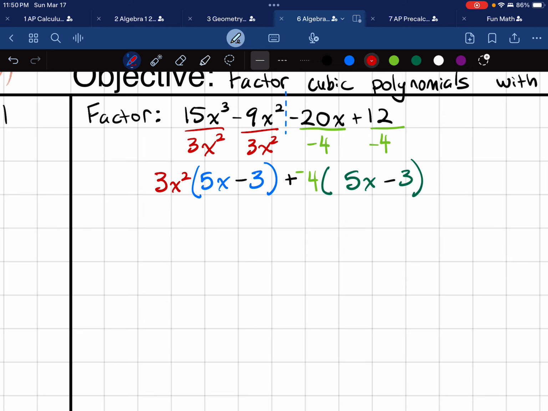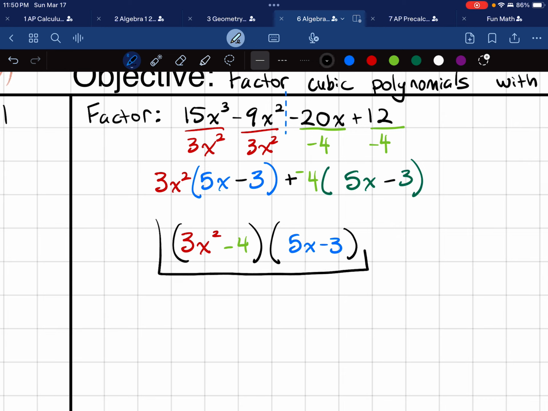But the final answer here is 3x squared minus 4 copies. This is the number of copies of this 5x minus 3. I guess I could make that end parentheses in black to make it my final answer. That's it. We are now done with the problem.